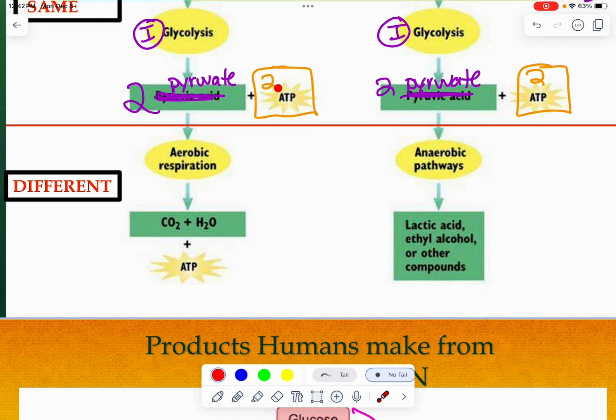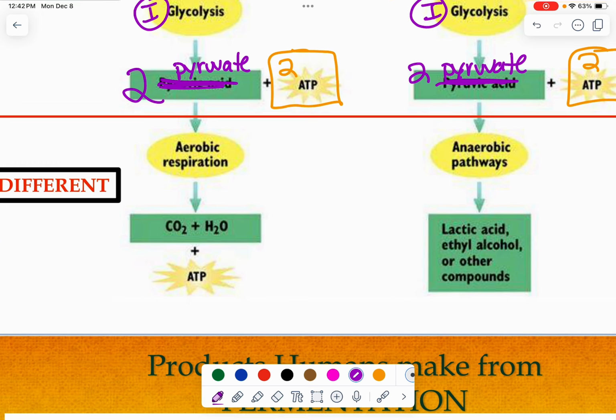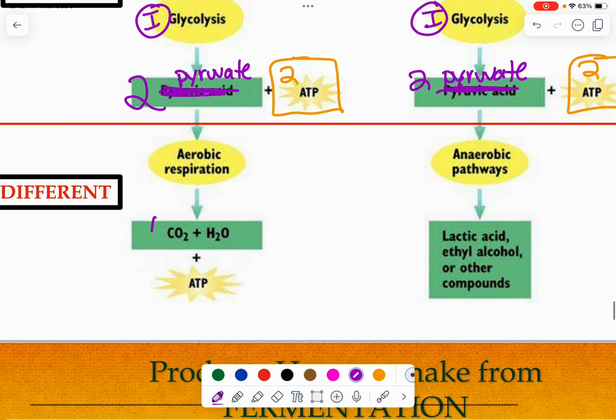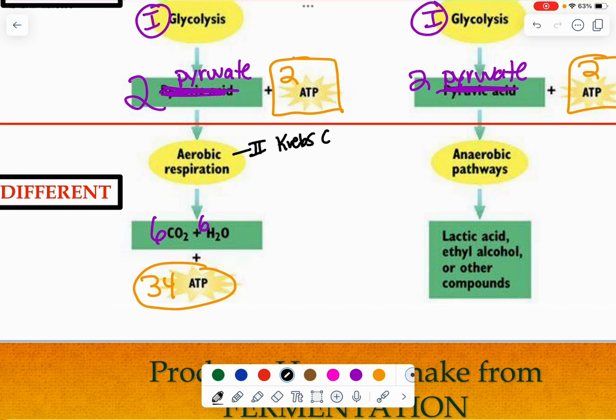But the 2 pyruvates are going to get turned into, let's add some more detail here. We're going to get 6 carbon dioxides and 6 waters, and we're going to get 34 ATPs. That's kind of combining, remember phase 2 is the Krebs cycle, and phase 3 is the electron transport chain. It's kind of putting those all together.